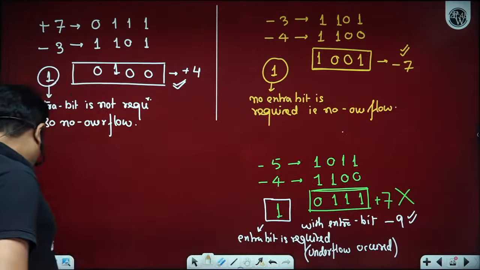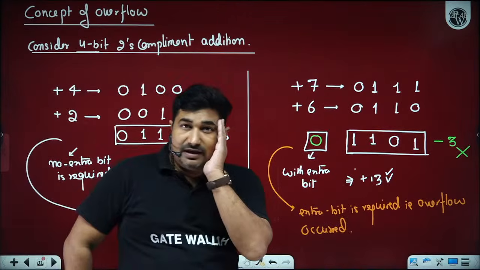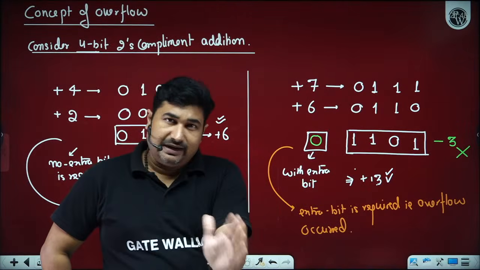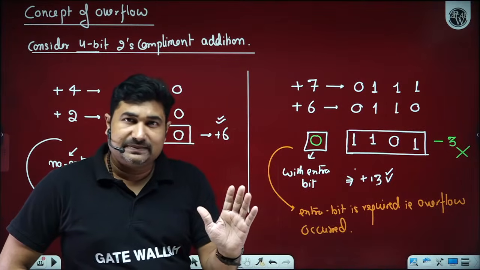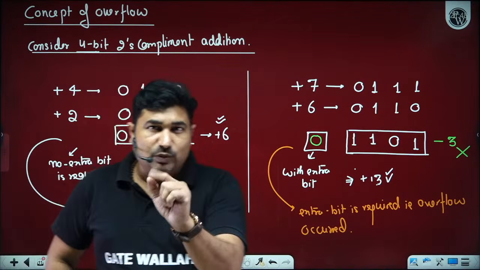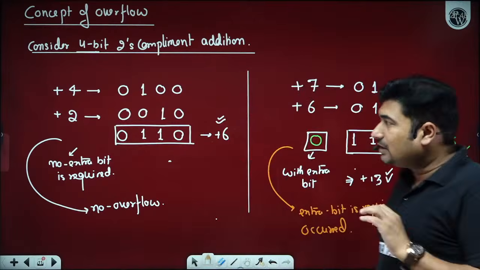Sir, now we know about the arithmetic operation of binary numbers, positive numbers, negative numbers, and 2's complement representation. Is it okay? Yes, sir. Now there is one very important part. Please observe here.